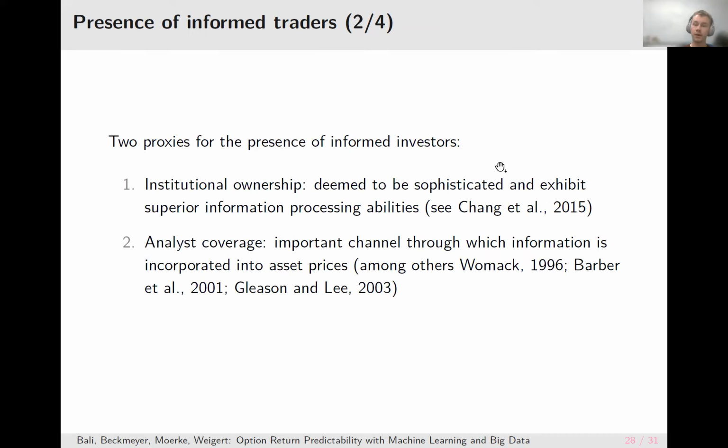We use 2 proxies for this presence of informed investors. One is institutional ownership, which are deemed to be more sophisticated and exhibit superior information processing abilities. And the other is the amount of analyst coverage. So how many analysts are covering the underlying stock, which has been shown to be an important channel through which information is incorporated into asset pricing.